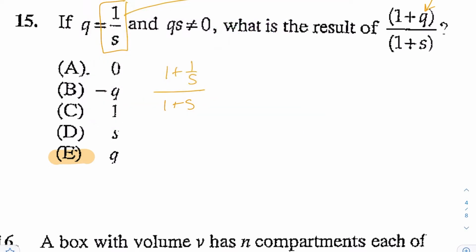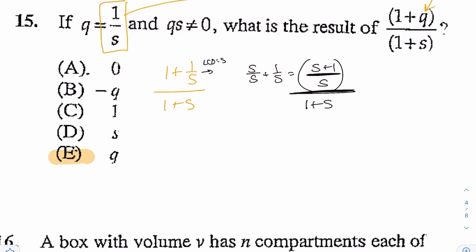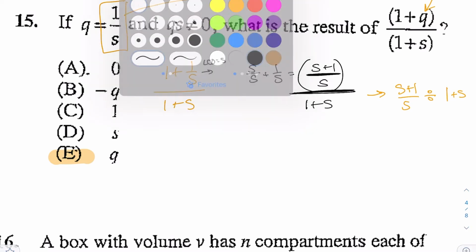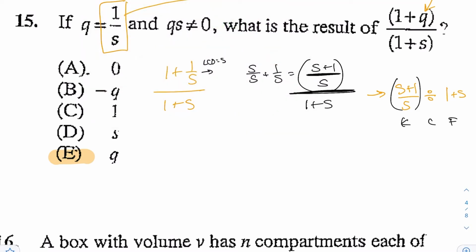Now for the numerator, because it's 1 plus 1 over s, the LCD is s. So that's going to be s over s plus 1 over s, which is (s plus 1) over s. And then you're dividing by 1 plus s. So you can rewrite this using the division symbol, because the fraction bar means divide. This is (s plus 1) over s divided by 1 plus s. And here you can flip. So you keep s plus 1, the numerator, divided by s. You change the divide into multiply. And then you flip 1 plus s.